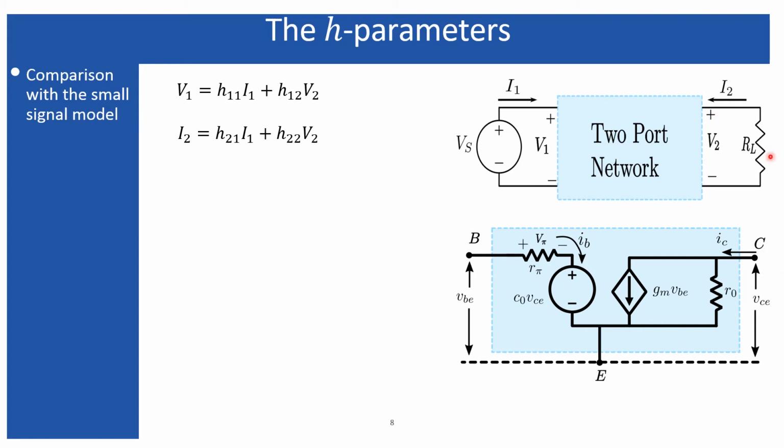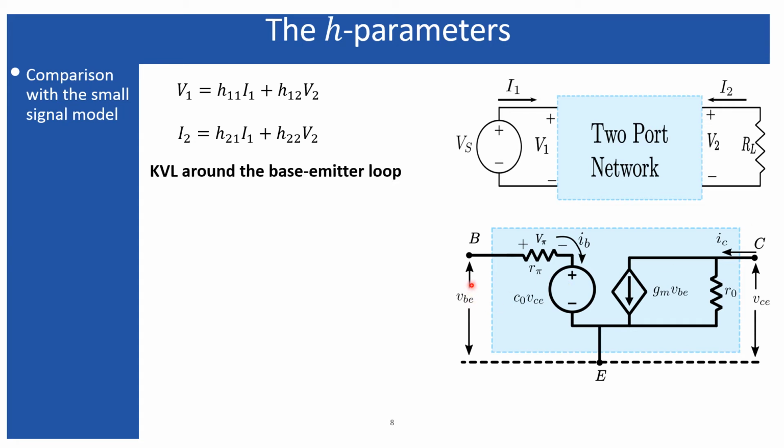Now let's understand how we can apply this H parameter in our model for the BJT. First of all, we have to understand how the H parameter is best suited for our model. Why are we not going for the Z parameter or the Y parameter? Why are we going for the H parameter?